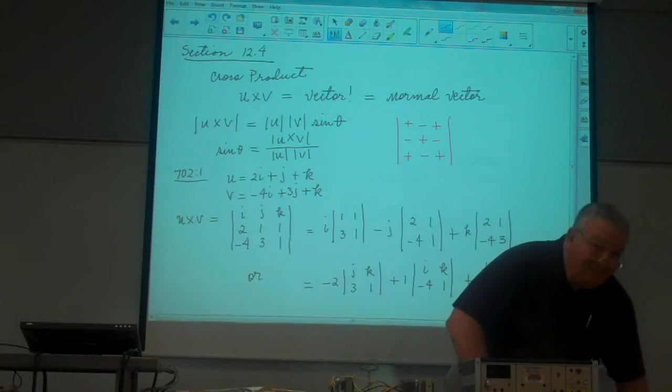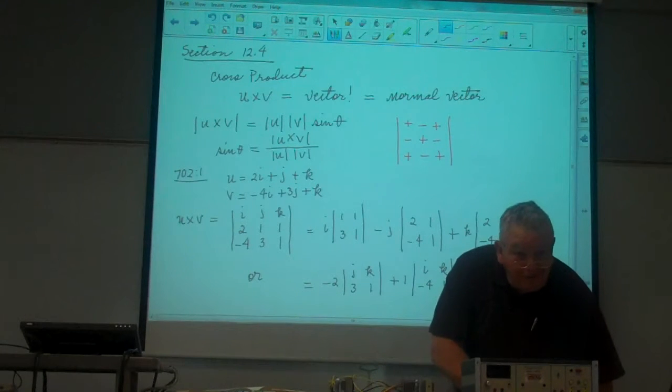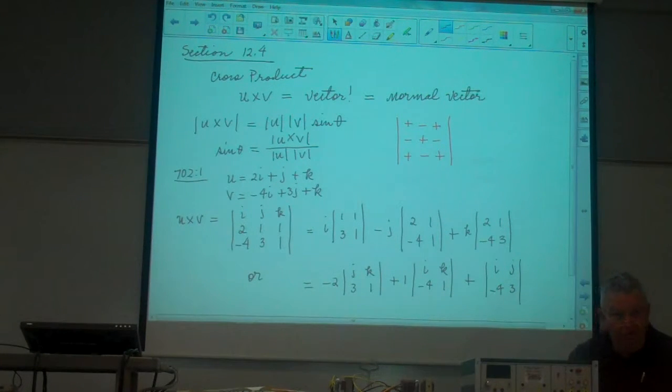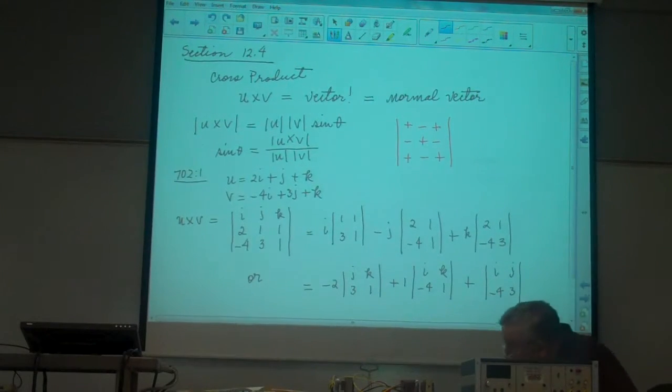Standard way. Where did that come from? We're going to get the same answer. Where did that come from? Is it supposed to be plus plus, or is it supposed to be minus plus minus? It is supposed to be a minus right there.